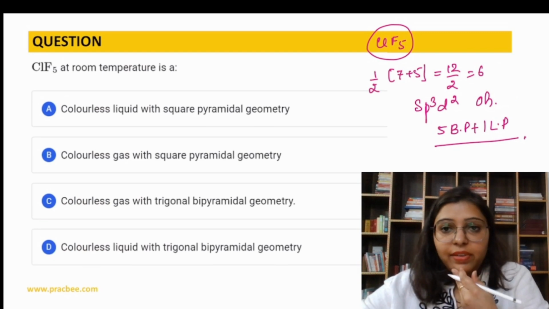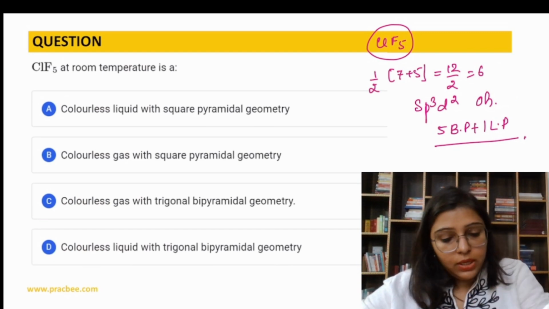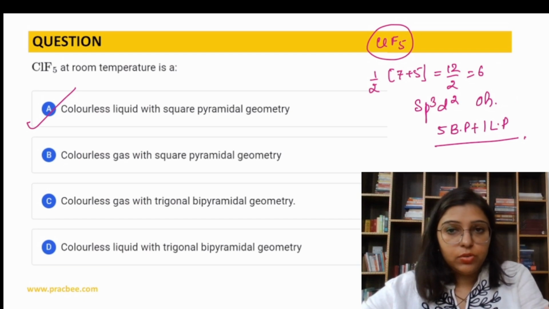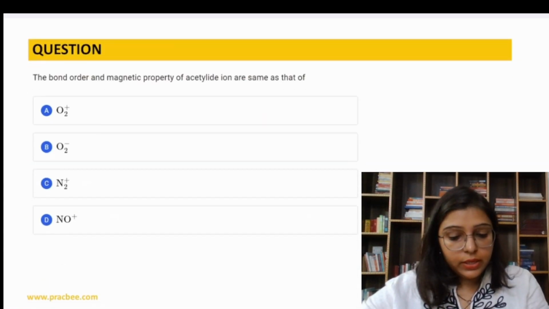And now ClF5 at room temperature is going to be a liquid. So the answer is A. Now let's do the next question.